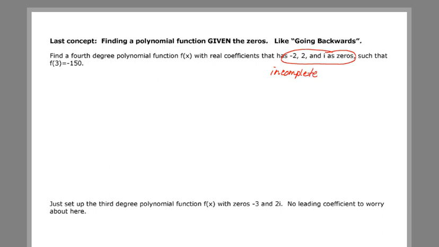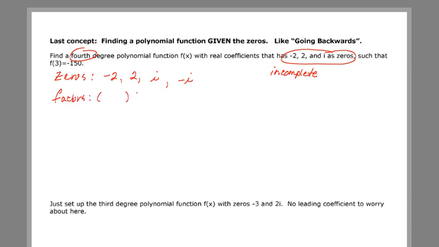They forgot to give us one, but we should be able to catch it, because if I have a zero of i, what's going to be its partner? So let's actually list the zeros completely. -2, +2, i, and its partner, -i. If it's 4th degree, I have to have 4 zeros. Now to go backwards, all we need to do for our polynomial function is set up the factors.